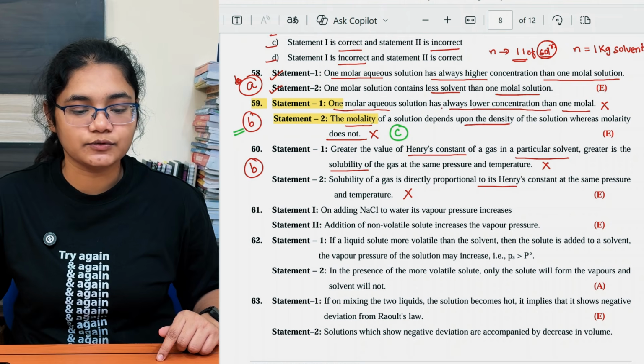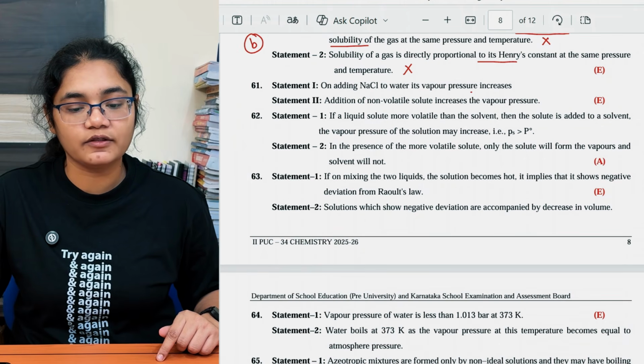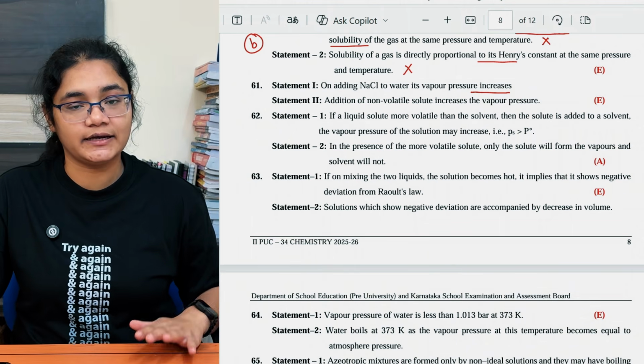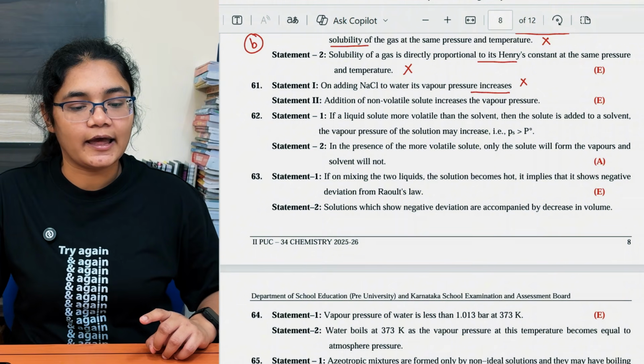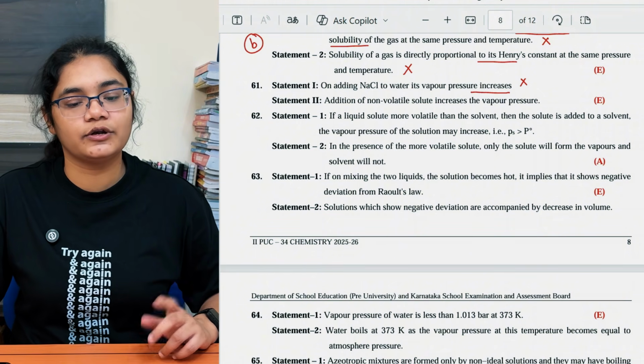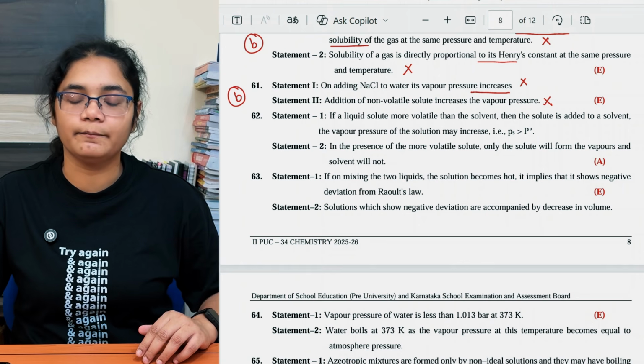Next question number 61. Just let me move ahead. Okay. On adding NaCl to water, the vapor pressure increases. No, we have studied that on adding a solute, the vapor pressure decreases. So this is incorrect. And then addition of a non-volatile solute increases the vapor pressure. No, it again decreases. Both are incorrect. So option number B here.